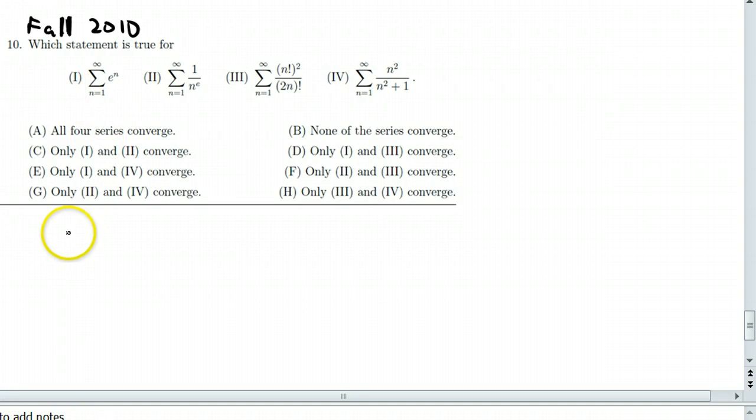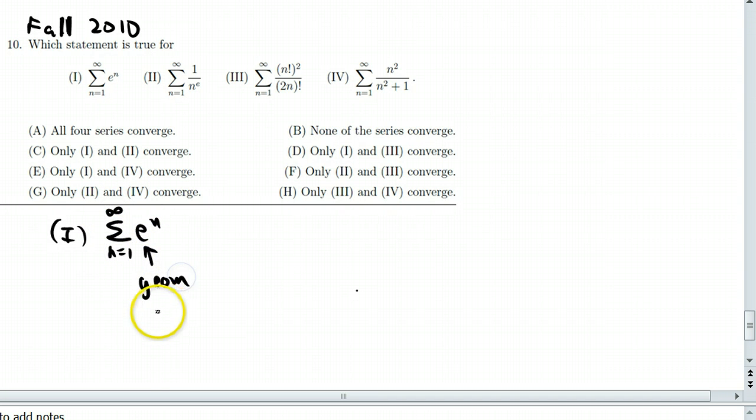So, Roman numeral 1, that e to the n forces it to diverge. Think of this as a geometric series with r equal to e. Because e is bigger than 1, it diverges. The series is the sum. The limit on those terms are definitely not 0.